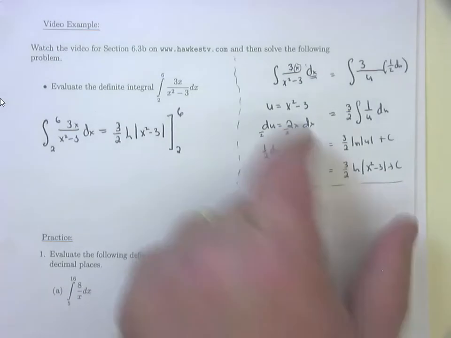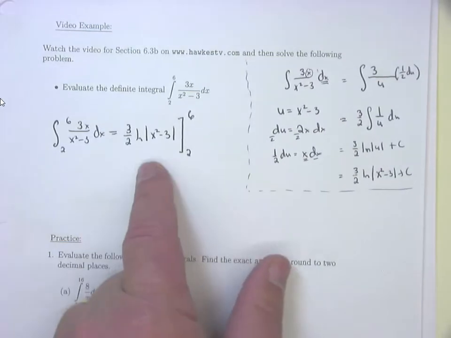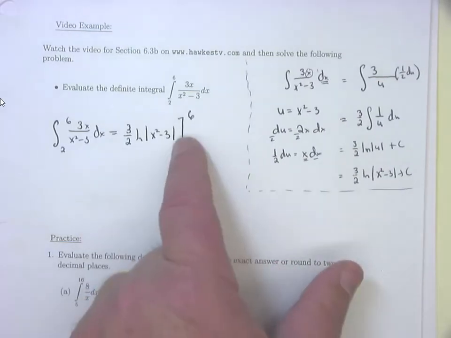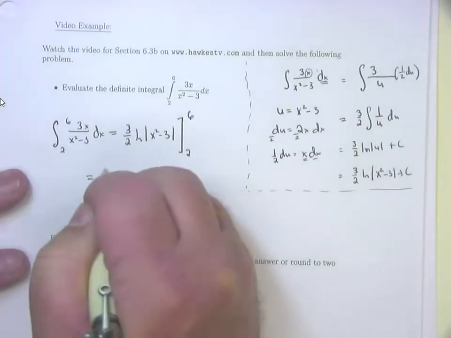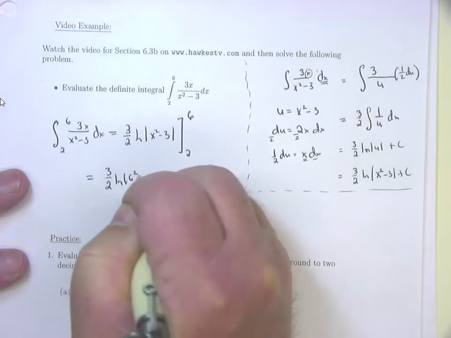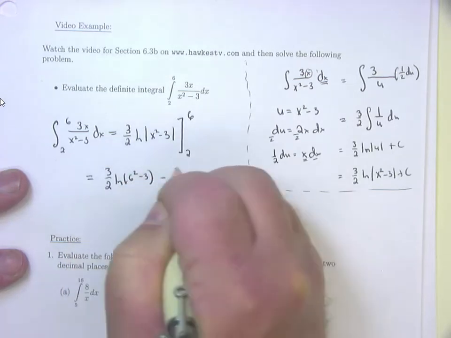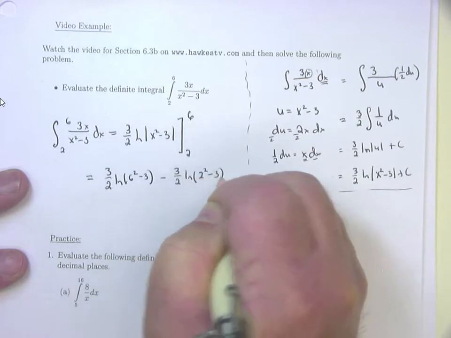You still get the exact same answer whether it's an indefinite integral or a definite integral. You still got to integrate it. But with a definite integral, you don't put a plus c, you put a bar with your bounds from 2 to 6. And then you apply what we call the fundamental theorem of calculus. You plug in top, f of b, minus plug in bottom, f of a. So plug in top, this will be equal to 3/2 times the natural log of 6 squared minus 3, minus plug in bottom, that'll be 3/2 times the natural log of 2 squared minus 3.